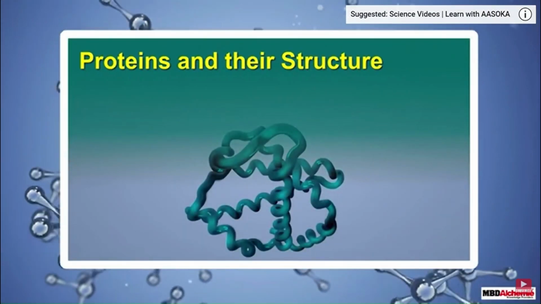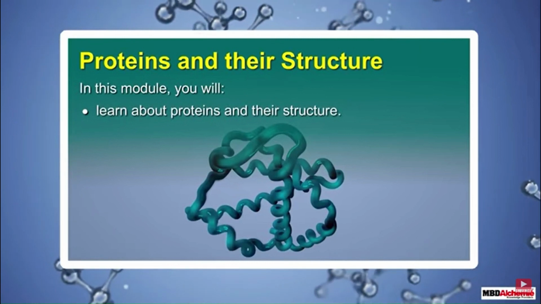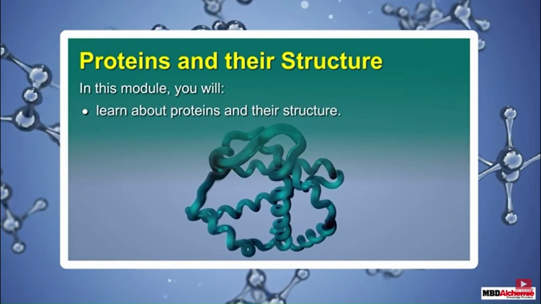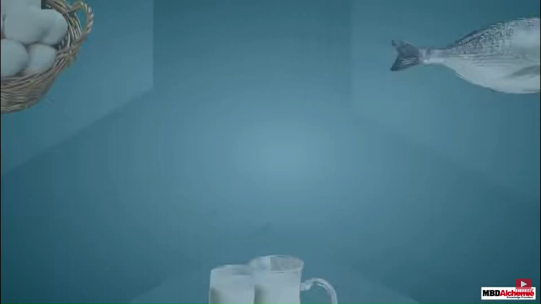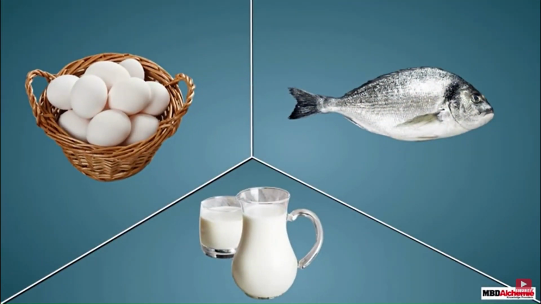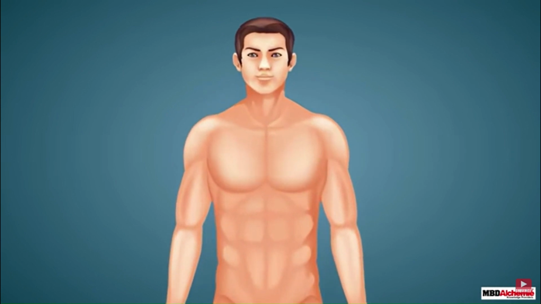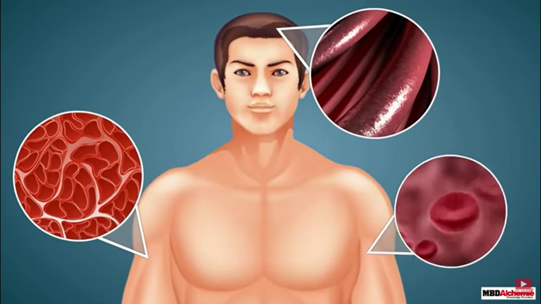Proteins and their structure. In this module, you will learn about proteins and their structure. It is often said that we should include protein-rich food in our diet. Proteins are present in many food items such as eggs, fish and milk. Proteins are not just present in foods, they are also an integral part of our body. They are present in our hair, muscles and even in hemoglobin.